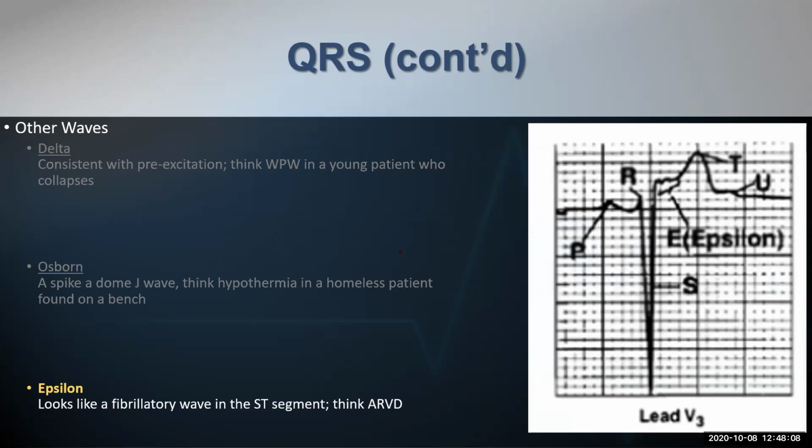And then the Epsilon wave. The Epsilon wave is going to be kind of an extra bump that you see on the ST segment right there. Not very common. It looks kind of like a fibrillatory wave if you're thinking about V-fib or AFib, but it's a fibrillatory wave that appears in the ST segment. You can think ARVD in some of these patients, but it's not common. I've never seen it in an actual patient. I've only seen them in research, but I included it just to be thorough.